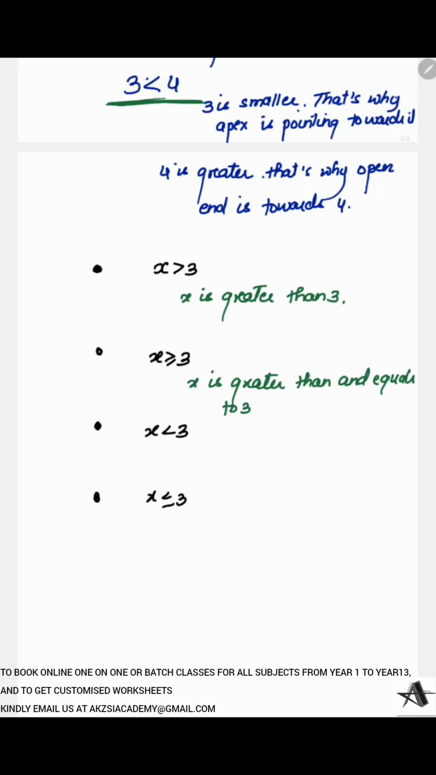For the next one, definitely the apex is pointing towards x. That means x is smaller than 3. So I can say x is smaller than 3. You can even write that 3 is greater than x, but a better way is x is smaller than 3. And here x is smaller than or equal to 3.